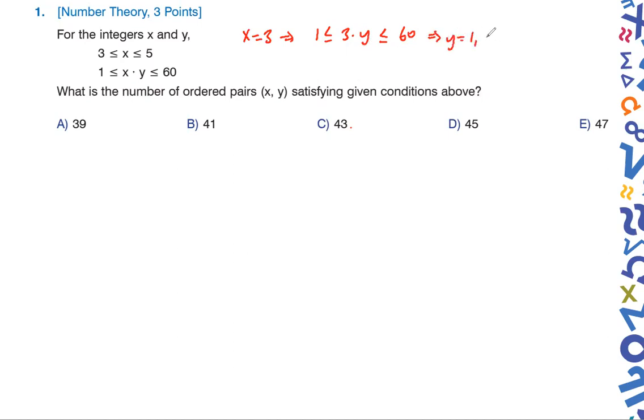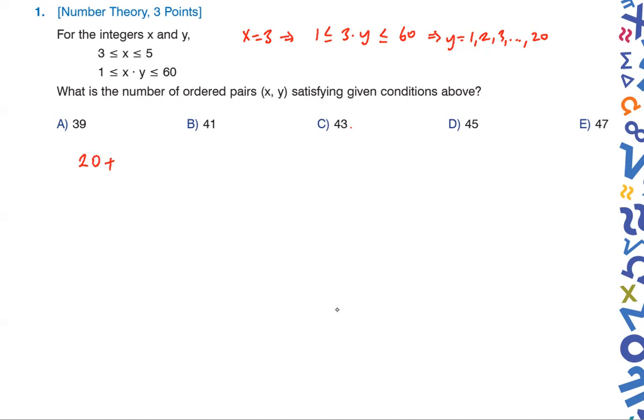So then y could be, in this case, 1. If I choose 2, that does also work. And 3 all the way. If I choose 20, that will be 60, and 60 is the largest number we can accept. So that means we have 20 integers for y. So 3, 1, 3, 2, all the way to 3, 20 is good in this case. So far we have 20 pairs, okay?